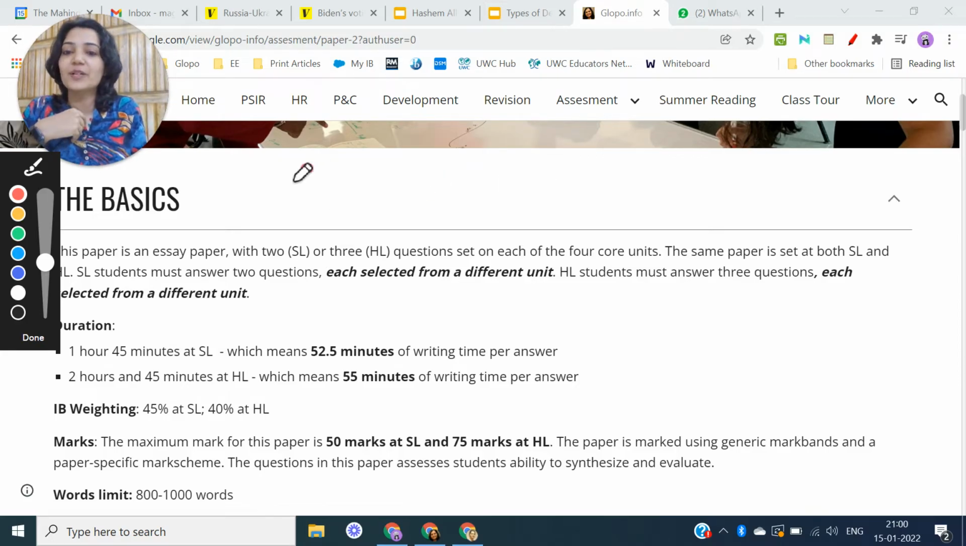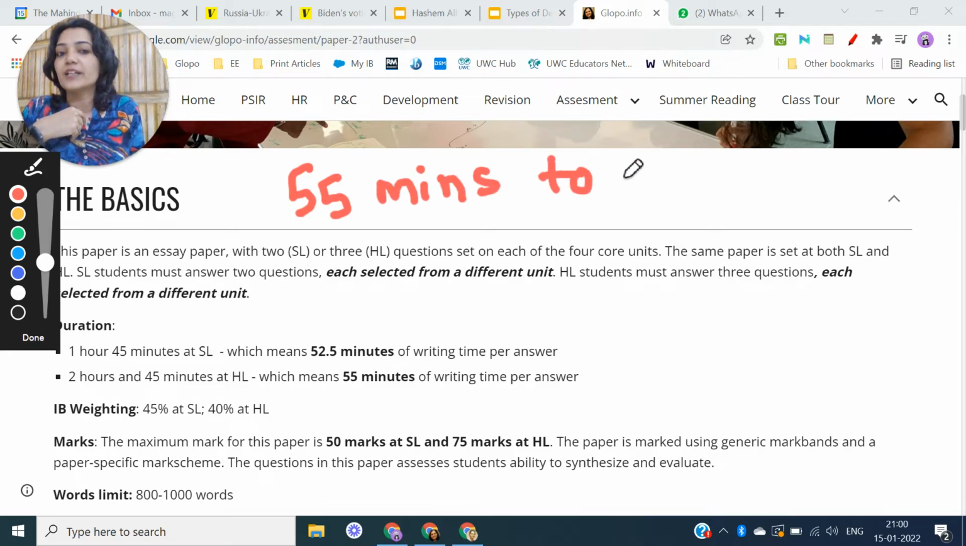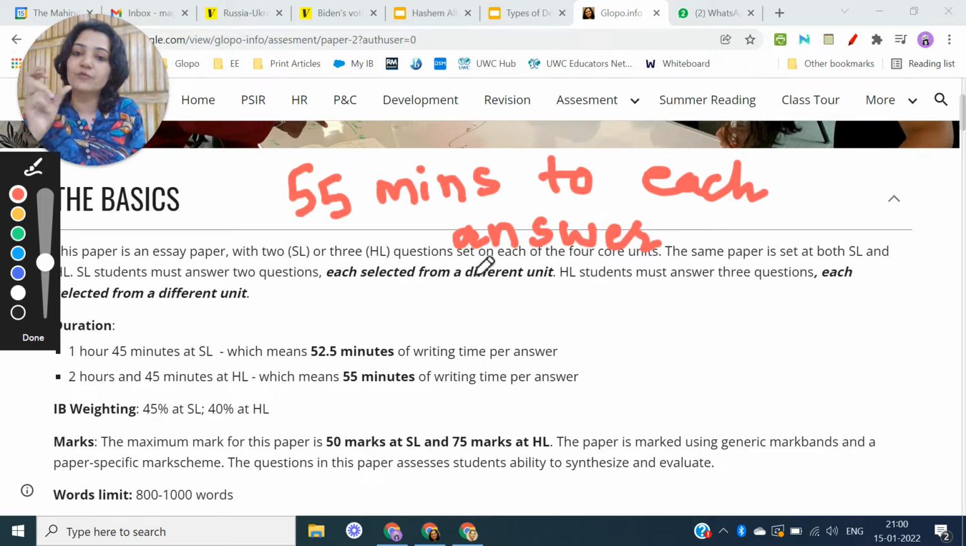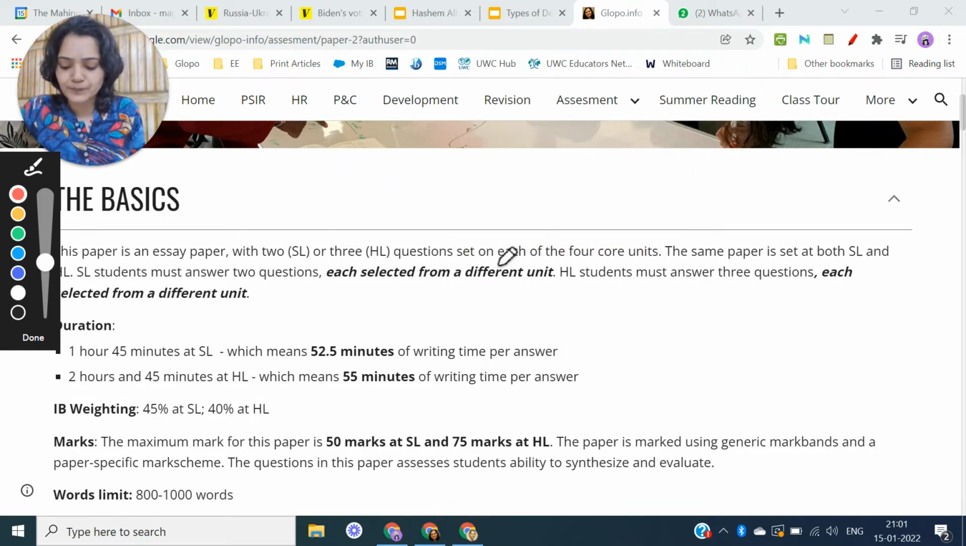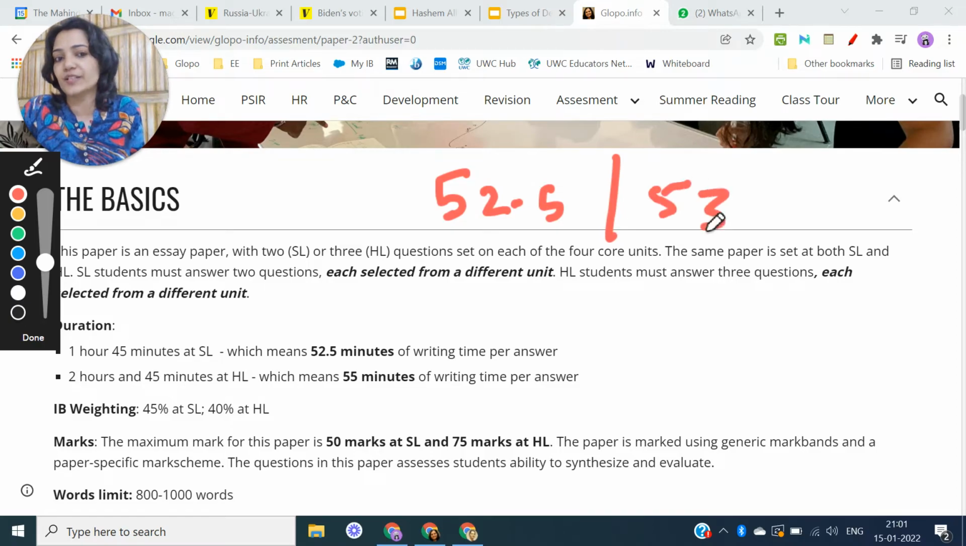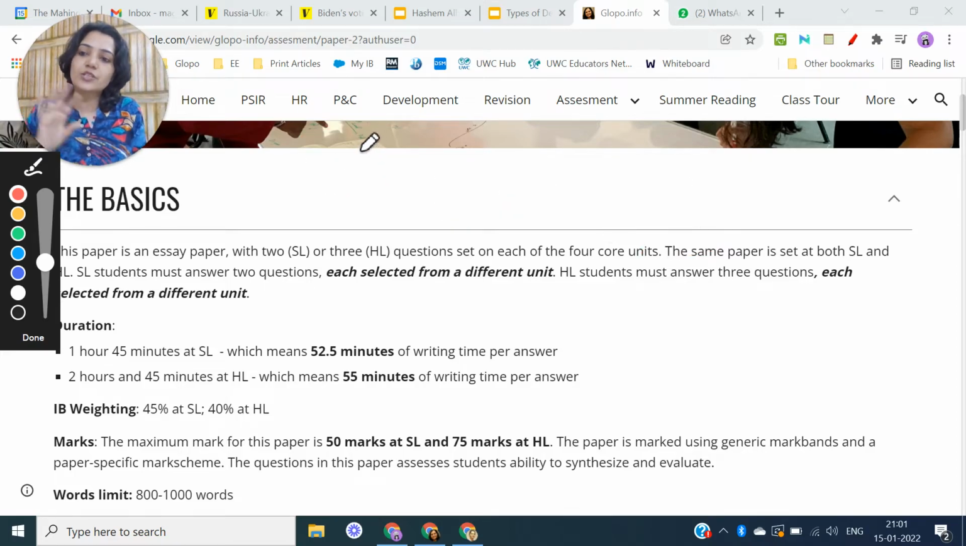Why do I say non-stop? Because you give approximately 55 minutes to each answer. This is the time you are giving to each answer. SL students, you give approximately 52.5 to 53 minutes, or you can even consider 54 minutes. This much time you are giving to your answer. So this is for SL students, and this is for HL students.